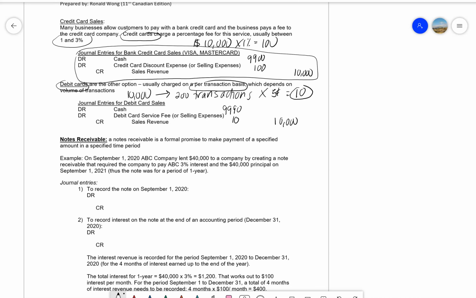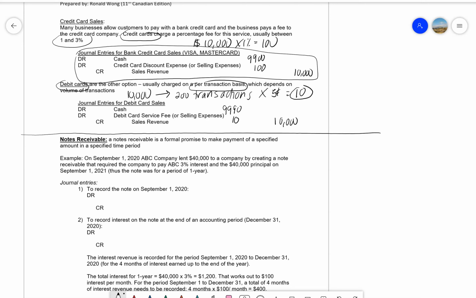And so that's what happens with credit card and debit card sales. We still record the full amount as our sales revenue. However, the cash amount that we get is going to be less the amount of the fee that we have to pay the bank or the credit card company, and that fee amount is going to be a new expense. So that's how credit card sales and debit card sales are recorded.